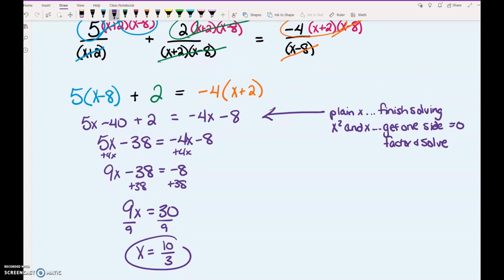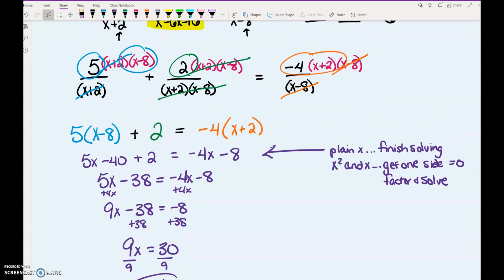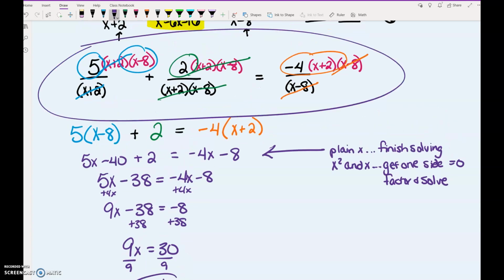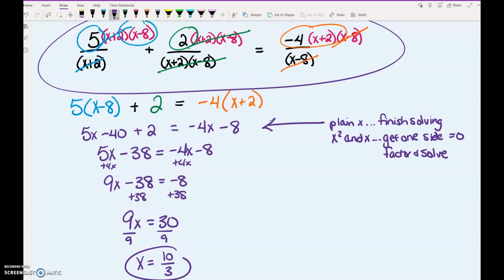Once you're done, you do want to go back to the part of your problem where you had everything factored and think about, would this solution create a denominator that was 0? 10/3 plus 2, that's not 0. 10/3 minus 8, that's not 0. So this answer is fine.